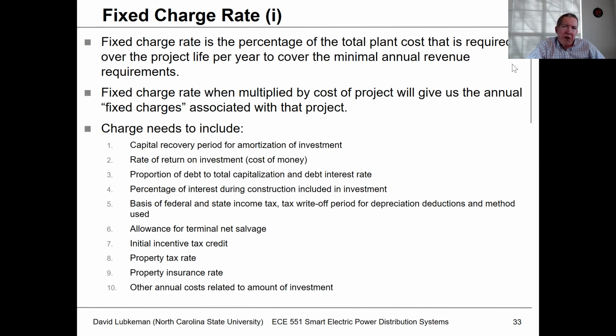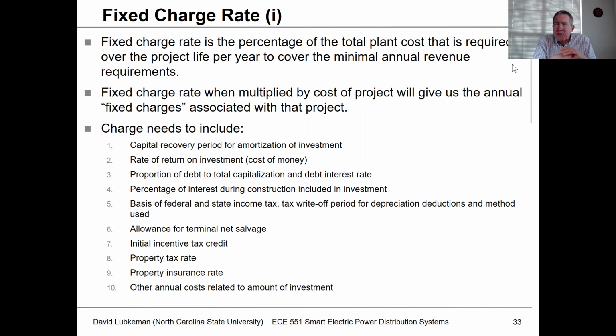When I take that fixed charge rate and multiply it by the total cost of the project, it gives us what we would call the annual fixed charges associated with that project. This is a neat concept because it converts a capital cost into an annual cost, if you want to think about it that way. The reason this is convenient is a lot of our benefits are calculated on a per year basis, so this gives us a corresponding cost factor on an annual basis as well.